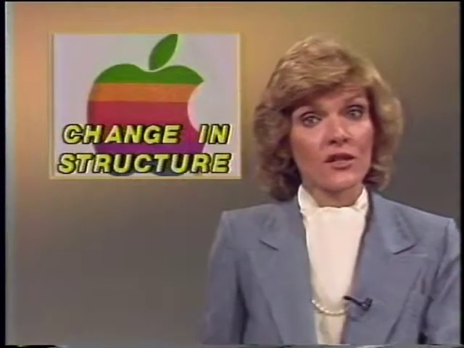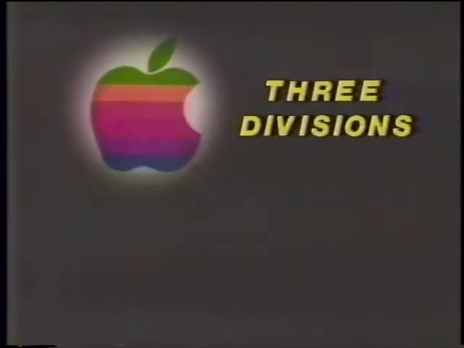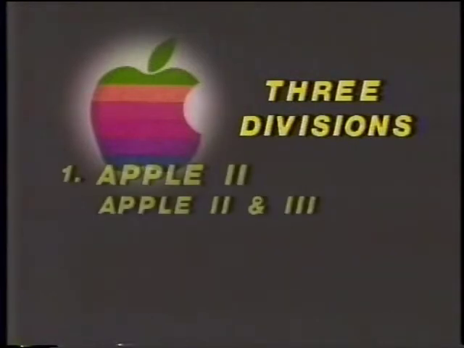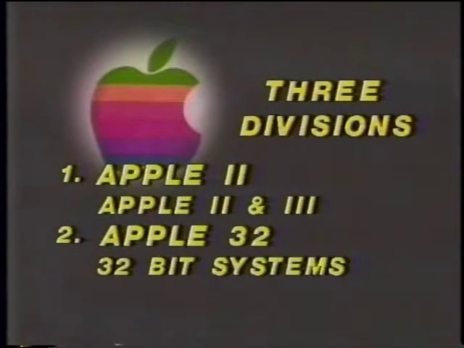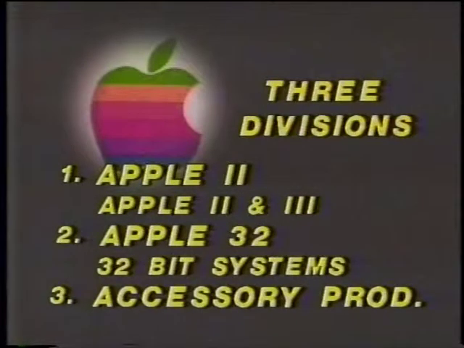Apple has been reorganized since the introduction of the Macintosh and new Lisa computers. Company President John Sculley has changed it from a 6-division operation to a 3-division operation. The Apple II division will be in charge of Apple II and III. The Apple 32 division will handle the Lisas and Macintosh and all 32-bit system products. The Accessory Products division will be responsible for the equipment such as printers, keyboards, and communications products.